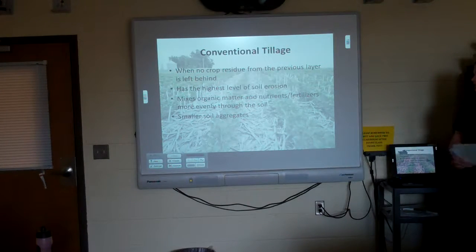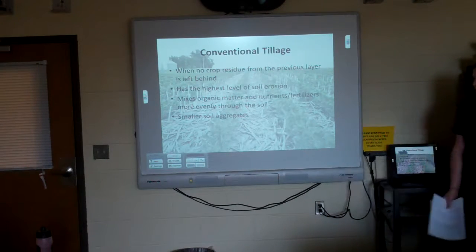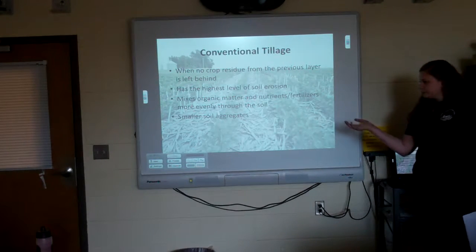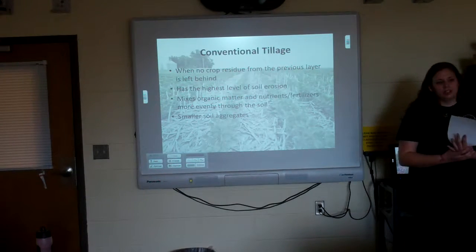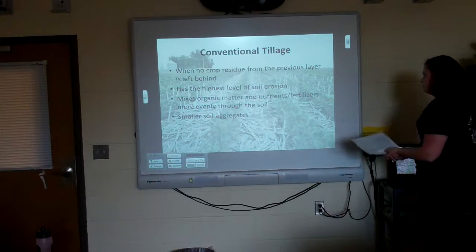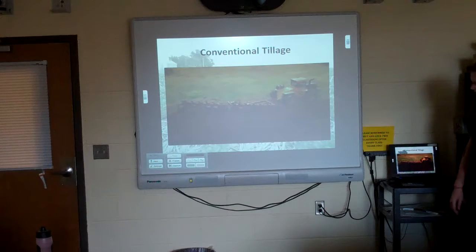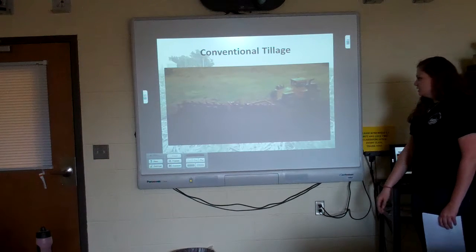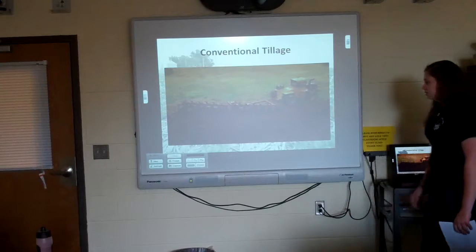However, this mixes the organic matter and the nutrients and fertilizers you add more evenly into the soil. And this has the smallest soil aggregates, so the soil clods are going to be a lot smaller with conventional tillage. And this, you can't really see it, but this is conventional tillage. It's showing that all this residue is being tilled under into the soil.